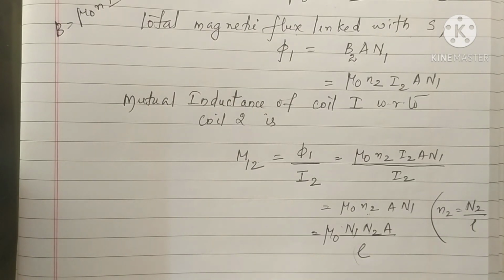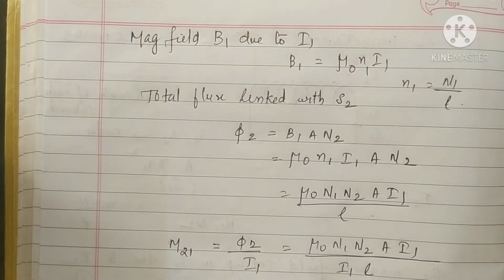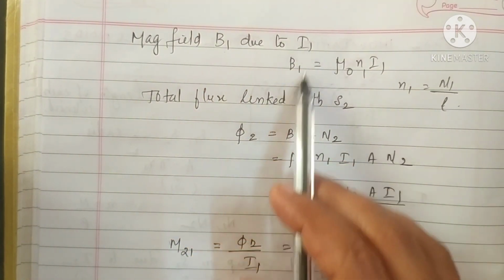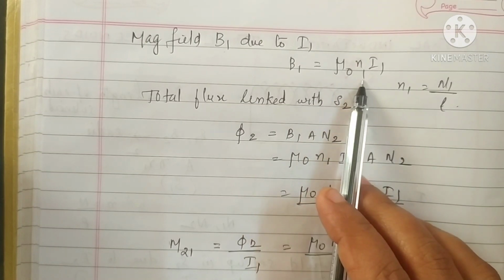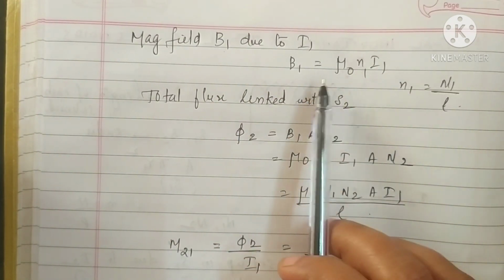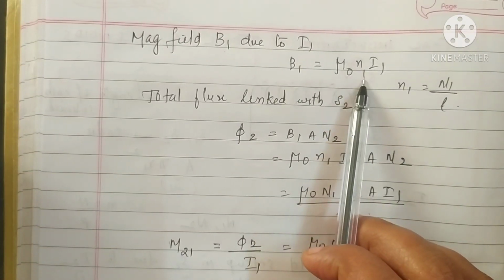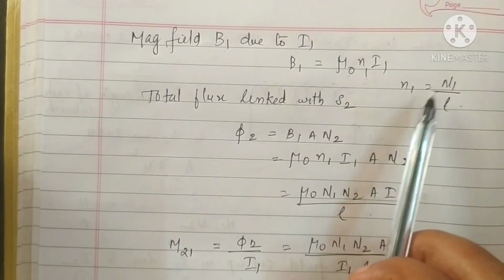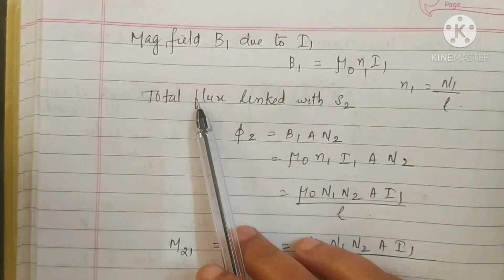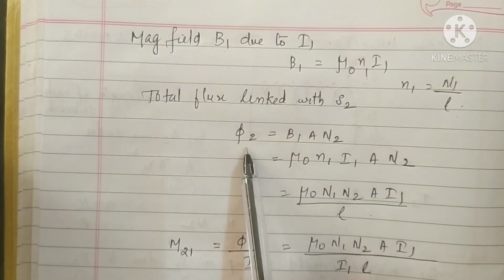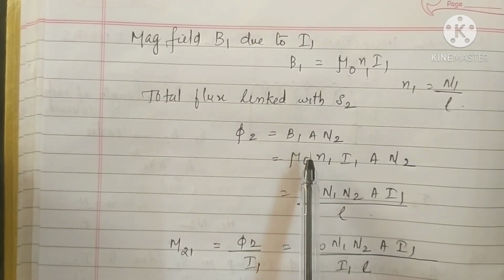This is the mutual inductance of coil number 1 with respect to coil number 2. In a similar way, you can find the mutual inductance of coil number 2 with respect to coil number 1. For that, first you have to consider the magnetic field set up in S1 due to I1. So the magnetic field B1 due to I1: the general expression is mu naught n i, and for B1 the current is I1. So B1 is mu naught n1 I1. Small n1 is the number of turns per unit length, equal to capital N1 by L. The total flux linked with S2 is phi 2 equal to B1 A N2.